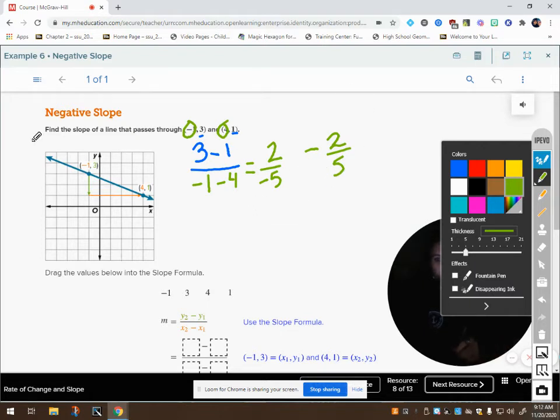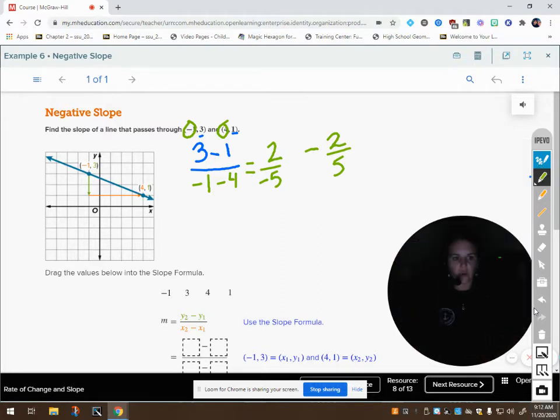So we go down, negative, nice, negative. It's fun to go down the slope, right? That's a whole lot more enjoyable than going up the slope. So nice, negative, he's going down.